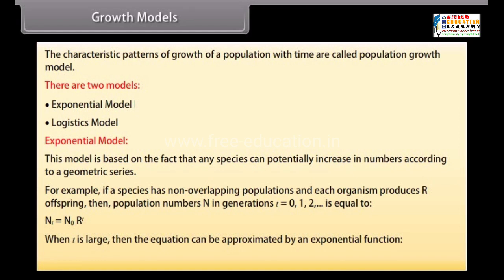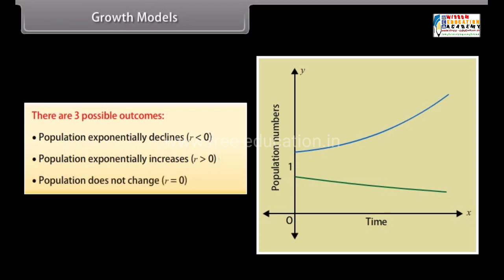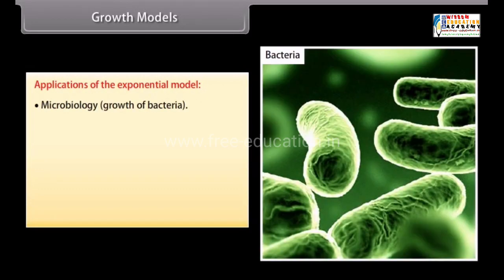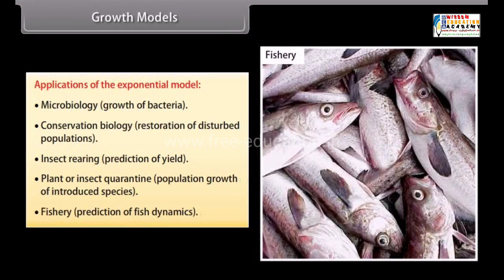When t is large, the equation can be approximated by an exponential function. Nt equals N0 e^(rt). There are three possible outcomes: population exponentially declines, population exponentially increases, population does not change. Applications of the exponential model: microbiology, growth of bacteria; conservation biology, restoration of disturbed populations; insect rearing, prediction of yield; plant or insect quarantine, population growth of introduced species; fishery, prediction of fish dynamics.